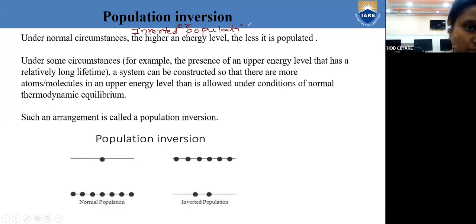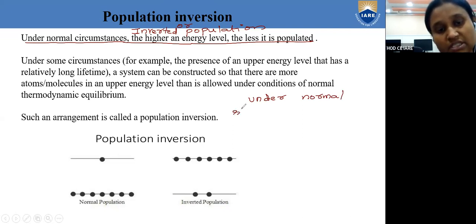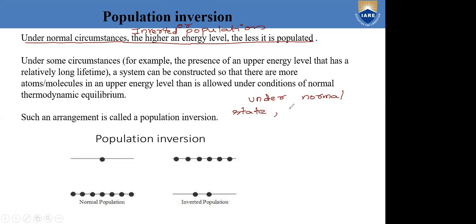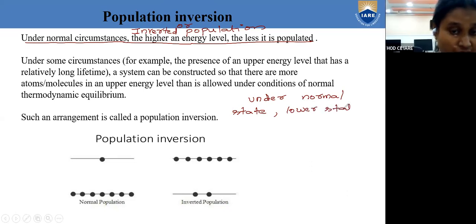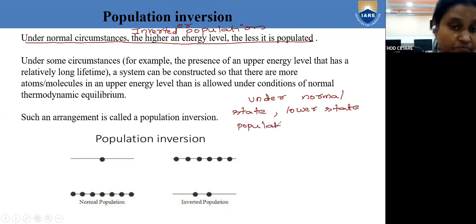Now see here, under normal circumstances, when I don't supply any energy, what you will observe is that the population of the higher energy level or the lower energy level will be more. Under normal state, whose population will be more, the lower state or the higher state? Lower state population will be more than the higher state, right?